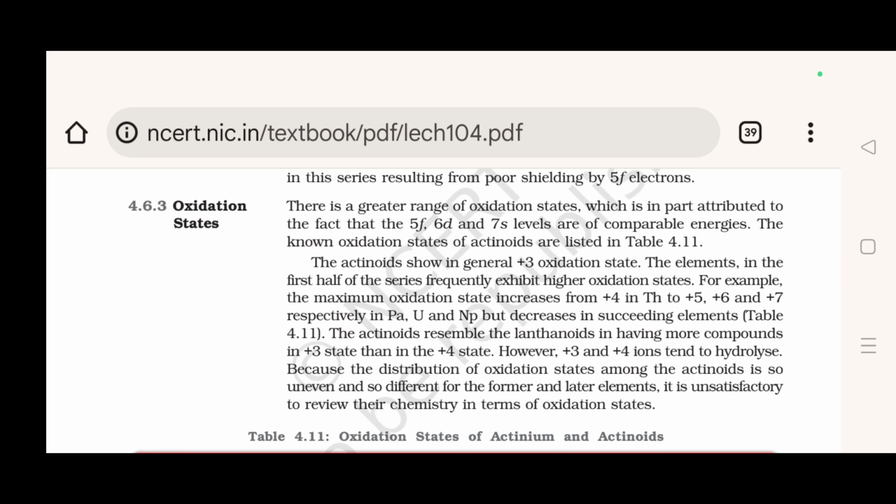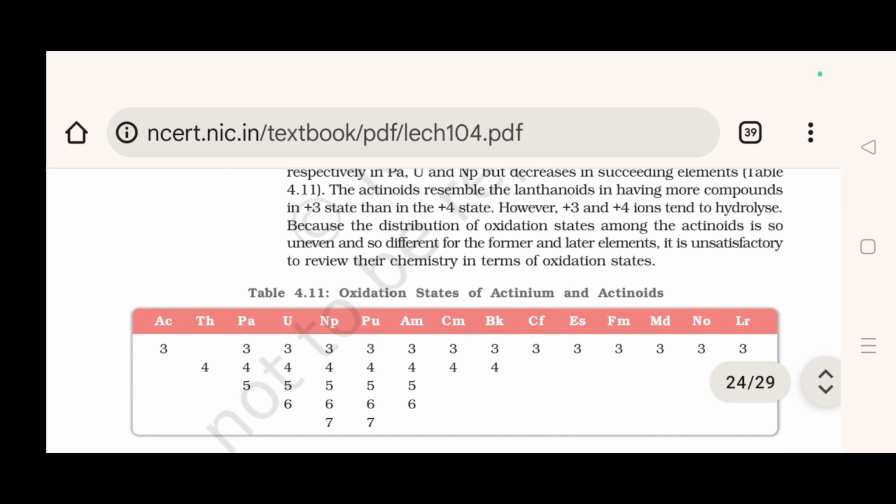The elements in the first half of the series frequently exhibit higher oxidation states. For example, the maximum oxidation state increases from +4 in thorium to +5, +6 and +7 respectively in protactinium, uranium and neptunium, but decreases in succeeding elements. The actinoids resemble the lanthanoids in having more compounds in the +3 state than in the +4 state.